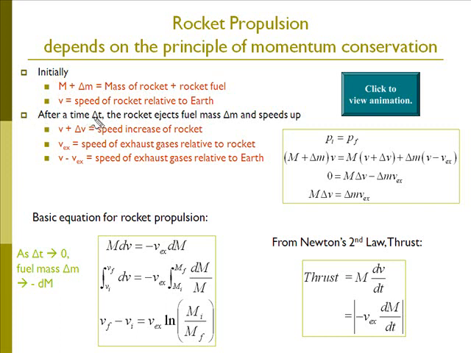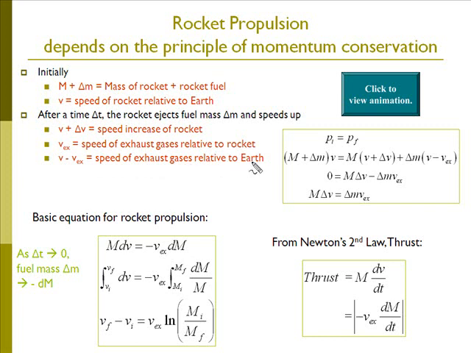After a time increment delta t, the rocket will eject fuel of mass delta m and as a result speed up. So the corresponding speed increase of the rocket is v plus delta v. v_ex is the speed of the exhaust gases relative to the rocket, and v minus v_ex is the speed of the exhaust gases relative to the Earth.